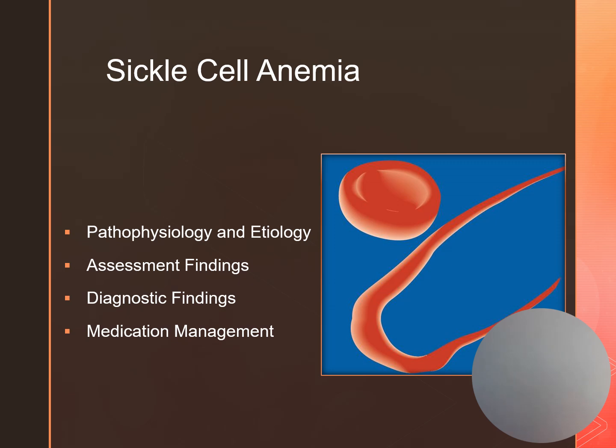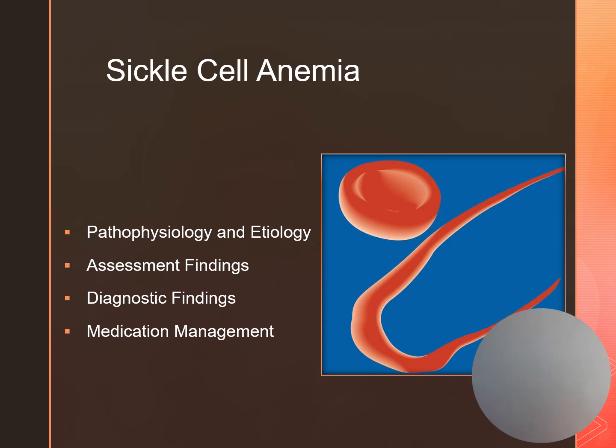These clients may have splenomegaly, which can increase infection risk, jaundice, gallstones, chronic leg ulcers from lack of circulation, priapism, tachycardia, dyspnea, cardiomegaly and dysrhythmias, and acute chest syndrome, which includes coughing, wheezing, tachypnea, and chest pain. We can diagnose this with the sickle dex test or do hemoglobin electrophoresis.